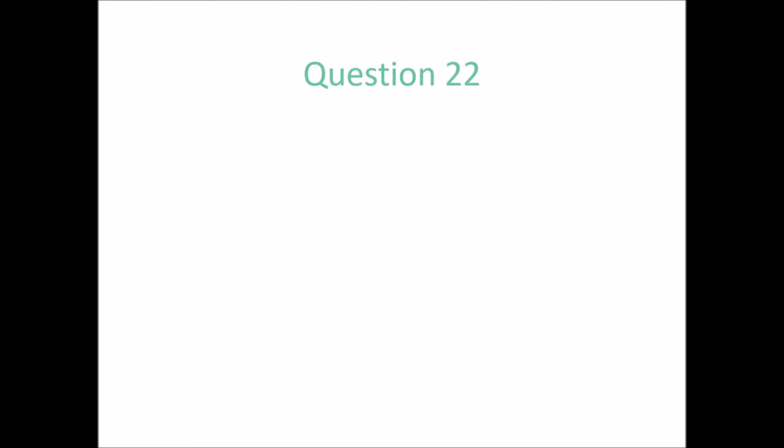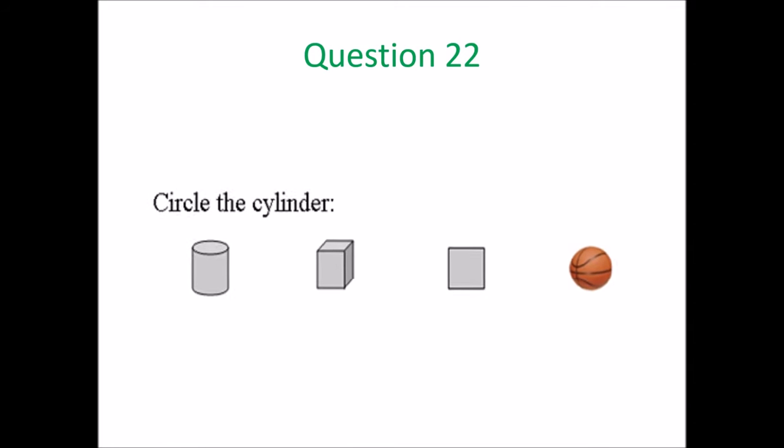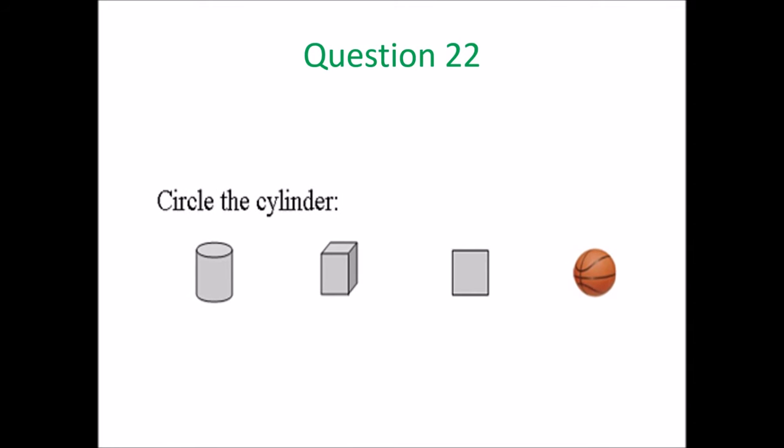Question 22. Here we go. Circle the cylinder. Wait on it. Which one is the cylinder? The first one, shaped like a can. That's the cylinder. Very good.